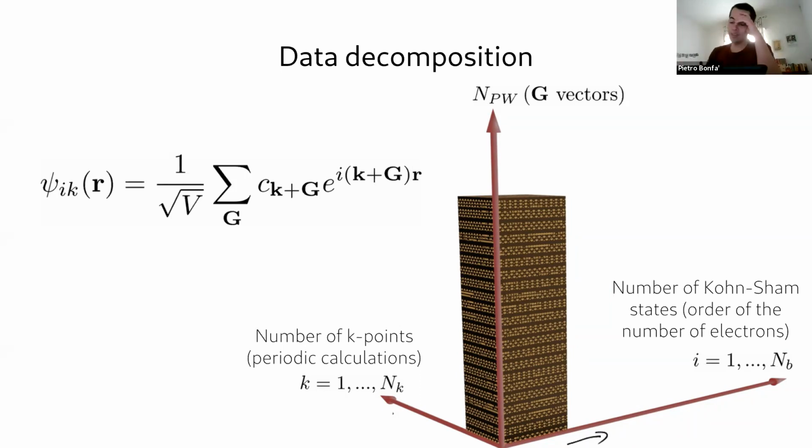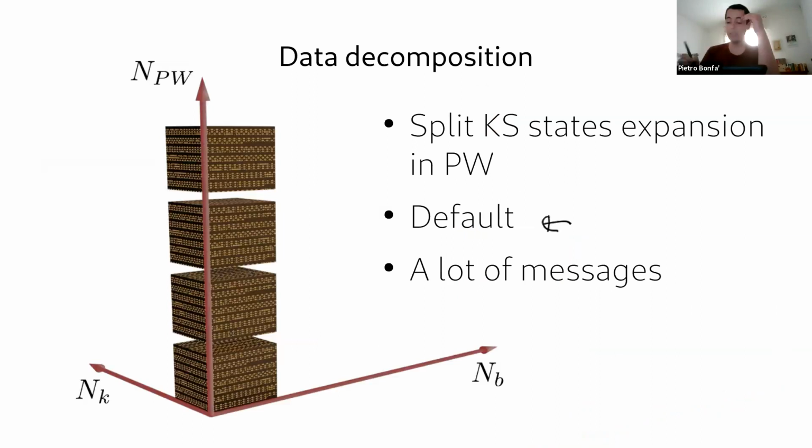So I don't really want to waste time. You can immediately see here that the really tall dimension is this one, the number of coefficients, the expansion in plane waves that you have for your wave function. And that's indeed what guarantees that you have enough data for each of your workers to do some portion of the job. And that's indeed what Quantum Espresso is doing by default.